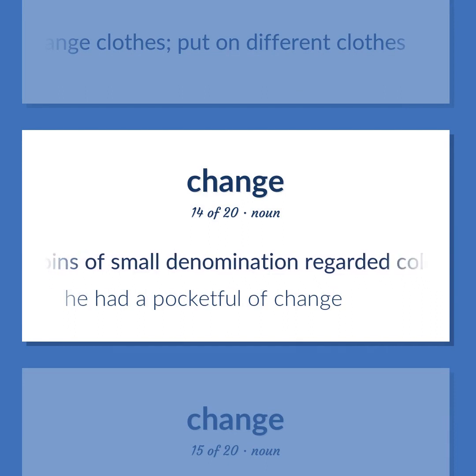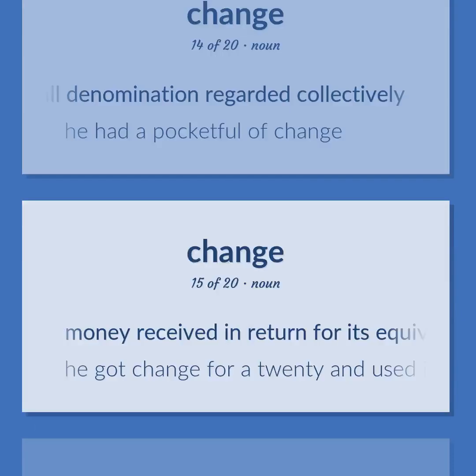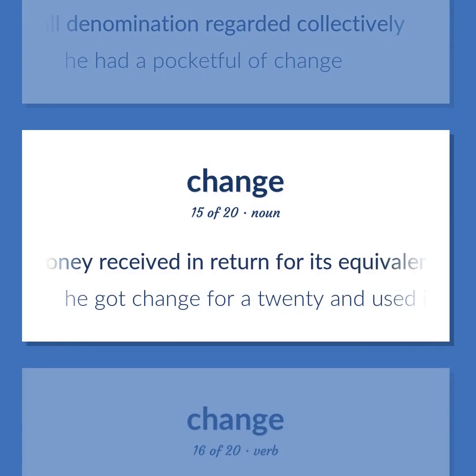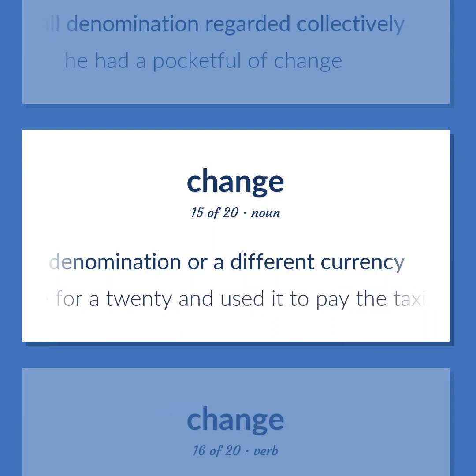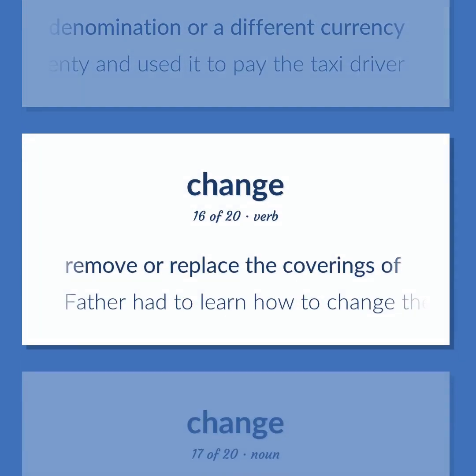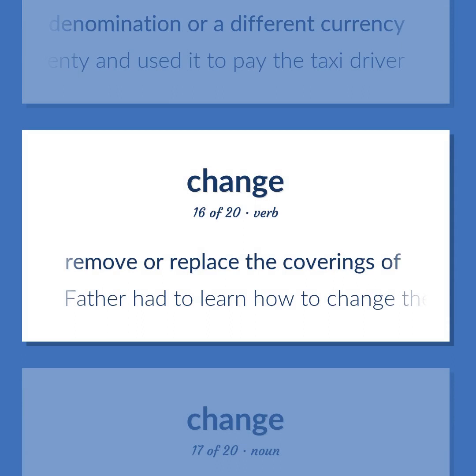Coins of small denomination regarded collectively. He had a pocketful of change. Money received in return for its equivalent in a larger denomination or a different currency. He got change for a 20 and used it to pay the taxi driver. Remove or replace the coverings of. Father had to learn how to change the baby.